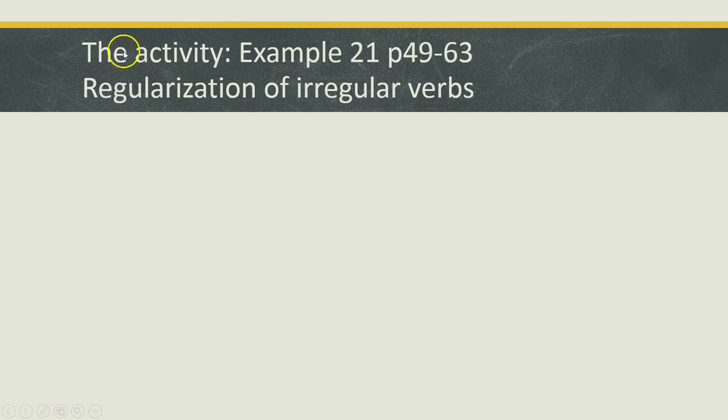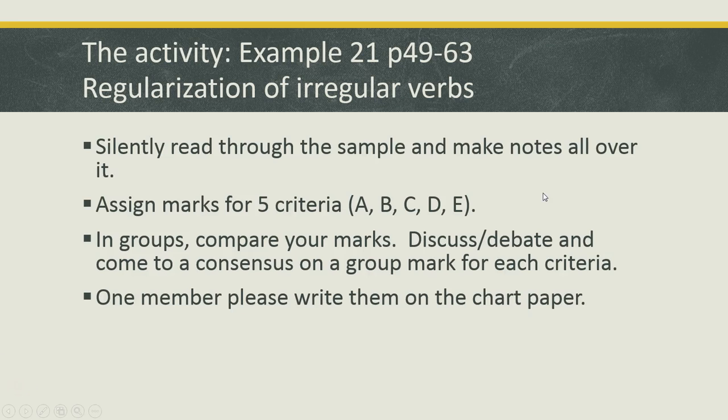Okay, when you're ready, you're going to grade one more final IA. This is on pages 49 through 63 of your workbook, and it's called the regularization of irregular verbs. As you go through, I want you to annotate. If you see something good, if you see something bad, where does it correspond to on the rubric under A, B, C, D, or E?